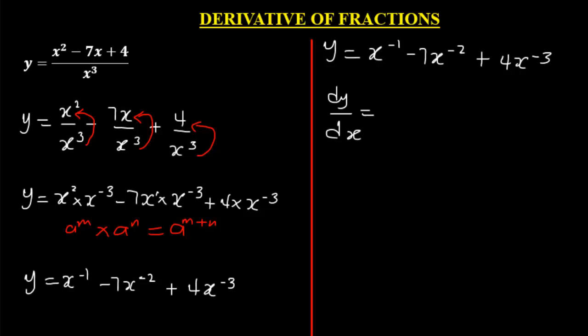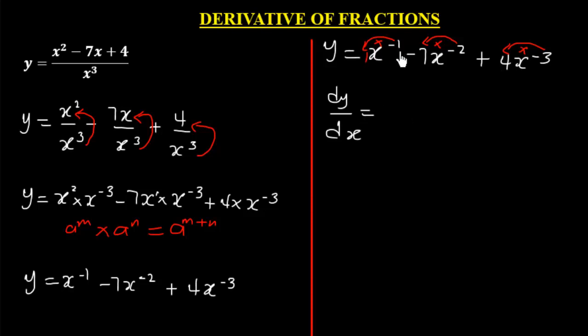Now when we want to differentiate x to the power negative 1, remember this x has a coefficient of 1. So what you are going to do is that this exponent will come and multiply the coefficient here, and then the negative 2 will also come and multiply the coefficient of the x. The exponent negative 3 will also come and multiply the coefficient of the x, which is 4. So that is what we're going to do.